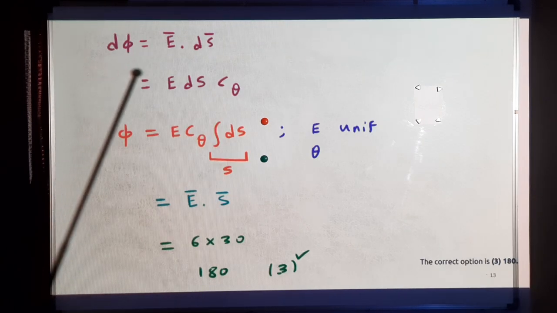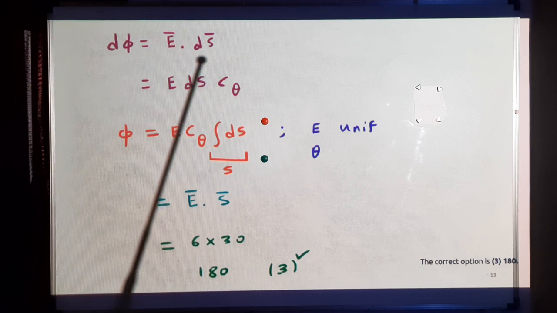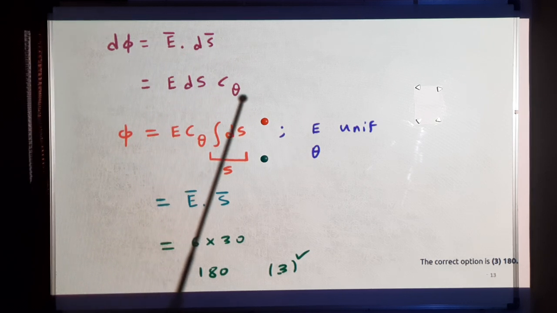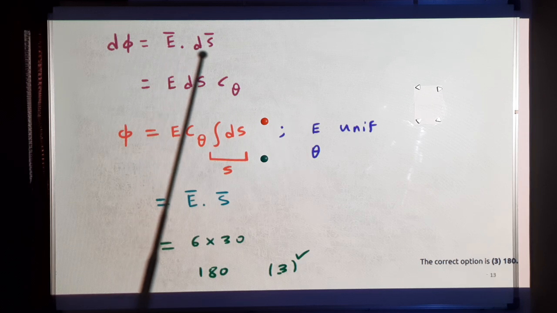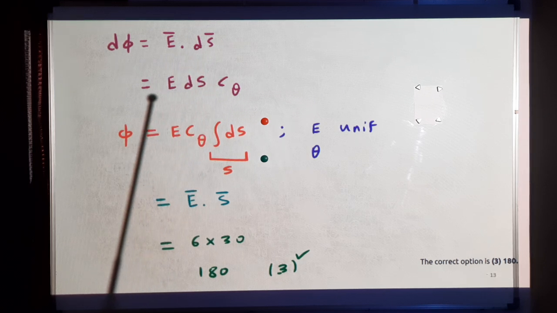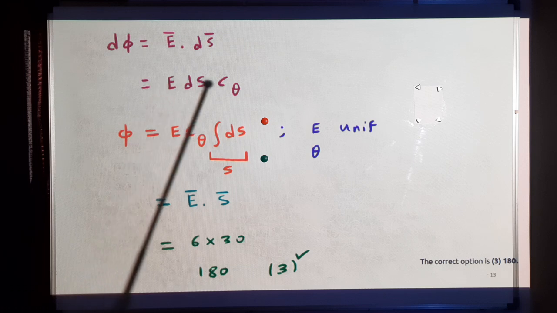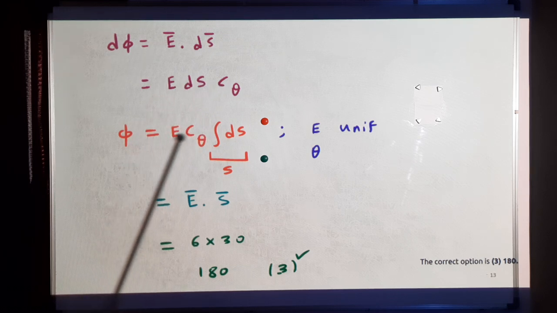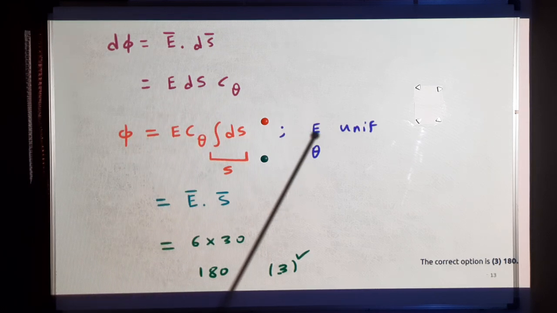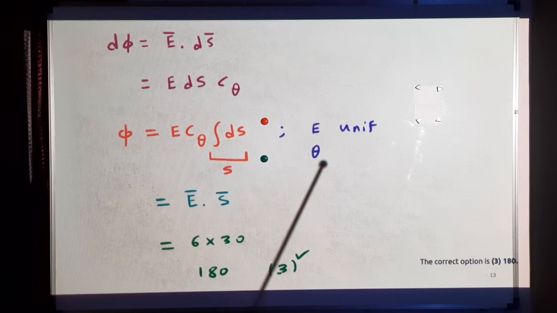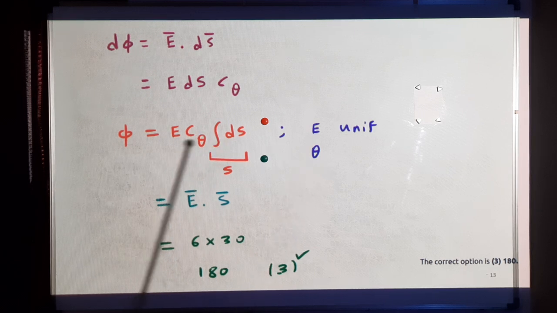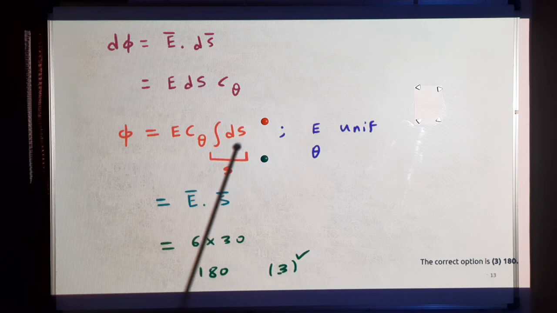So this one explains here, the flux coming out of a small elemental area dS is E dot dS, which is E into dS into cos theta, with theta the angle between the electric field vector and the area element. To get the total flux coming out of the finite area, we have to integrate this over all the elements. Suppose the electric field is uniform, it's not going to change from element to element, and theta, the angle between the electric field and the area element, is also not changing from element to element. Then this E cos theta can come out of the integral, leaving integral dS, which is the total area S. So this can be written as E dot S. So here in this case, E dot S is 6 into 30.